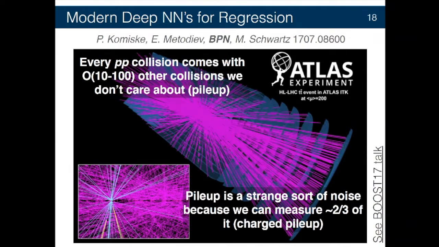Now, pileup is a strange sort of noise, because the charged part of the pileup, so particles can be neutral or charged, and the charged ones we can identify almost exactly. And it's the neutral part which we can't disentangle from the part we care about, which we call the hard scatter. So it's a little bit different than the standard denoising problem.